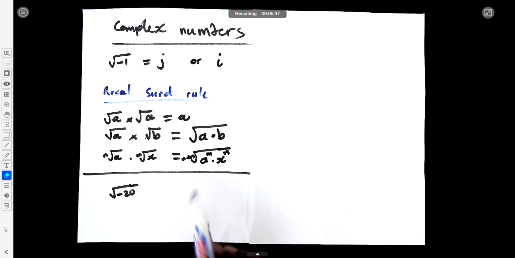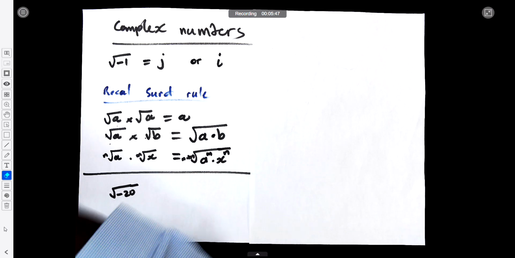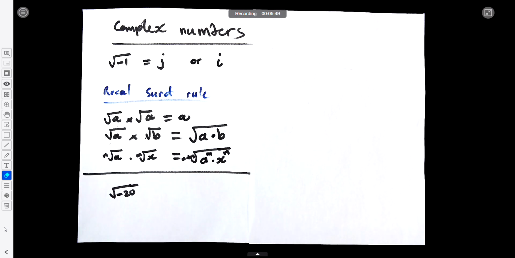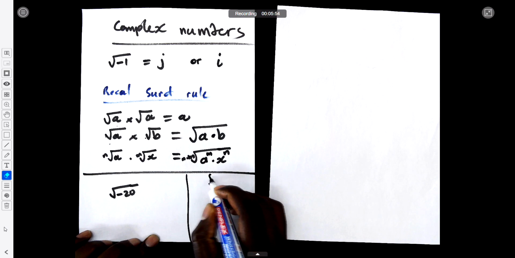Please, you need to recall even perfect squares when it comes to this. Perfect squares are numbers or values that, when you put them under a square root, come out as a whole number, not in decimals and so forth. So I'm recalling perfect squares.